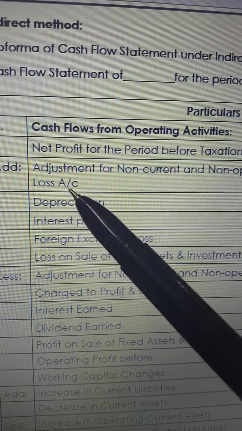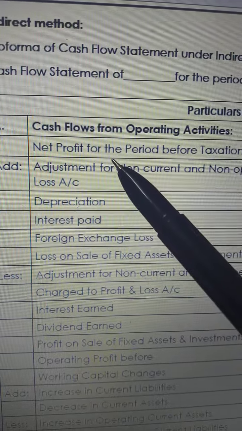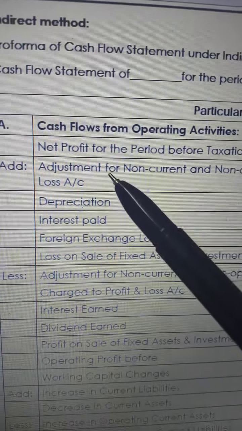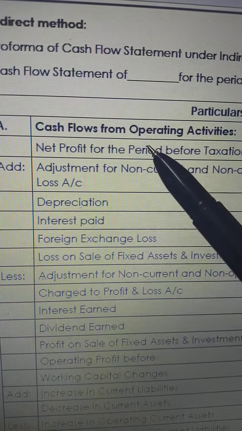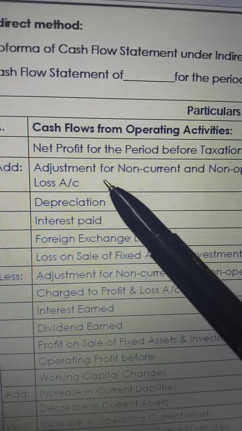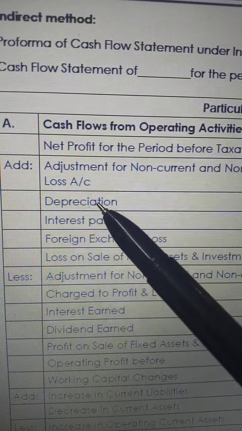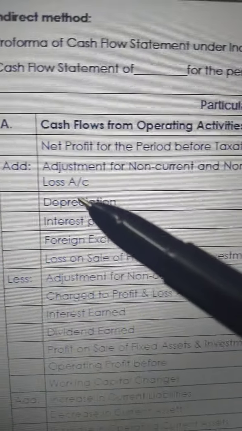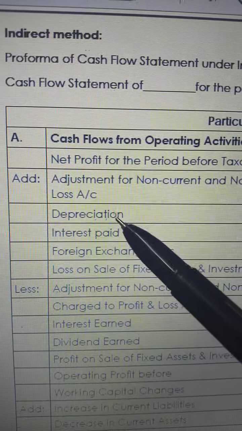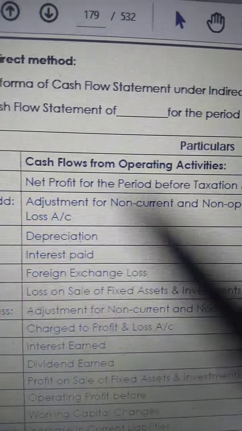I am adding because I want to know my cash flow statement. I want to know how much cash I generated from operating activity. For that, anything non-cash and anything non-operating, I have to do some adjustment. So depreciation I am adding, because it is a non-cash expense. It is an operating expense, but it is a non-cash expense. There is no cash outflow.